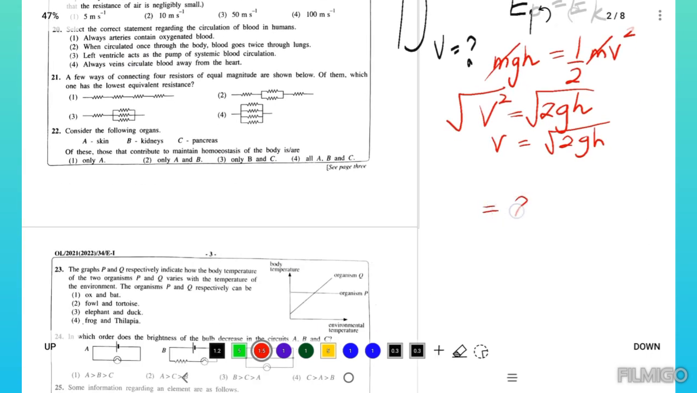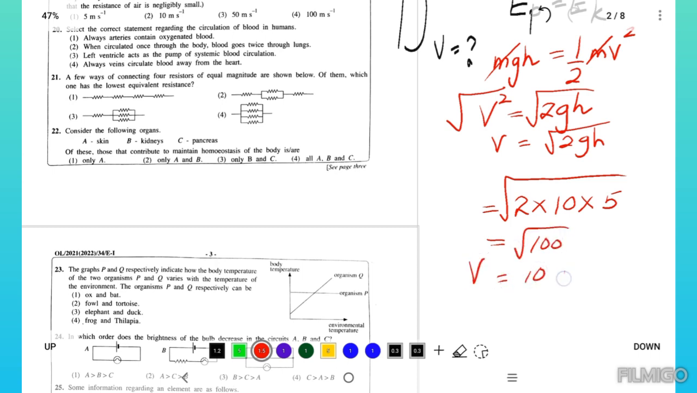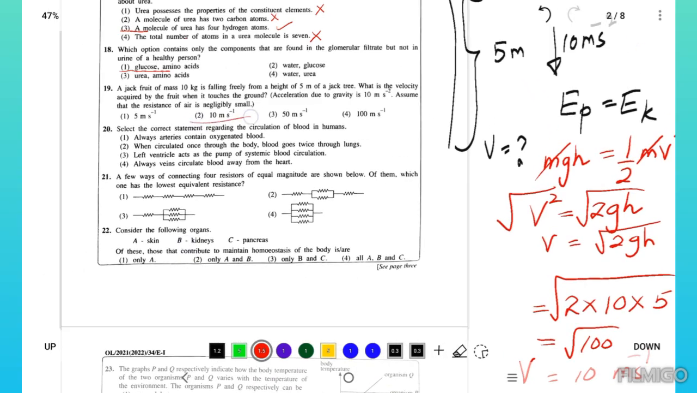Here, what is g? Acceleration due to gravity, 10 m s^-2, and height 5. 2 into 10, 20. 20 into 5, 100. The square root of 100, that is 10. So the final velocity is 10 m s^-1. Here the answer should be the second answer.